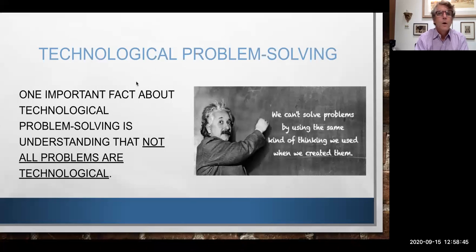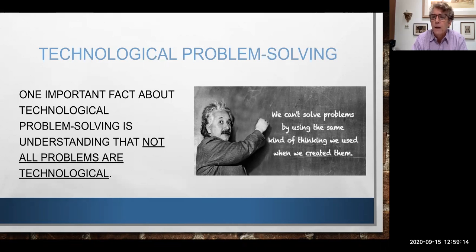All right. One important fact about technological problem solving is understanding that not all problems are technological. Okay? Not all problems are technological. I love this quote from Einstein. Let's unpack this. We can't solve problems by using the same kind of thinking we used when we created them.